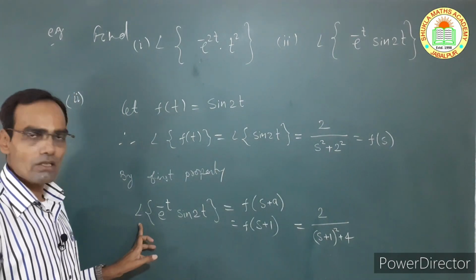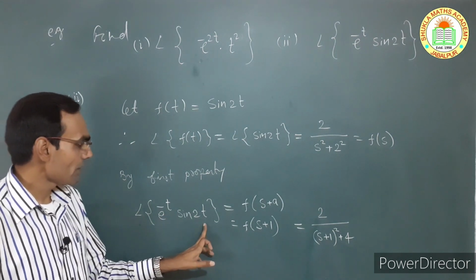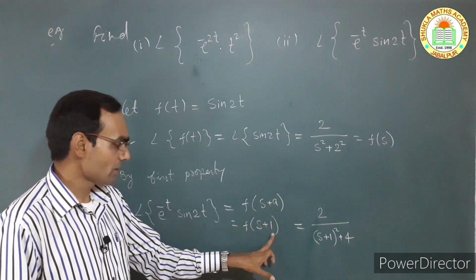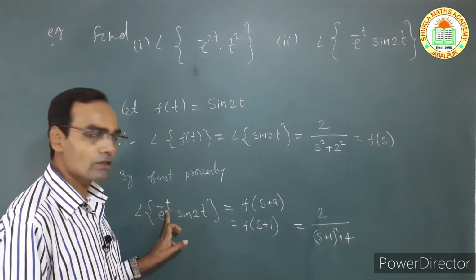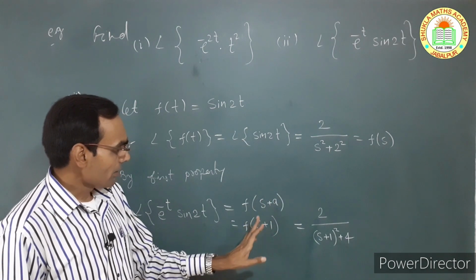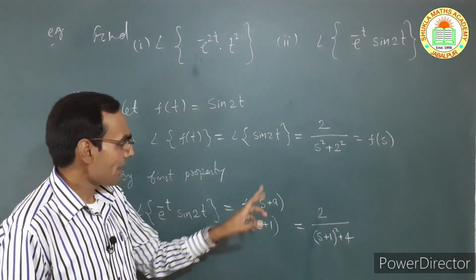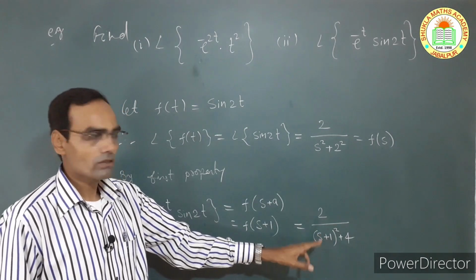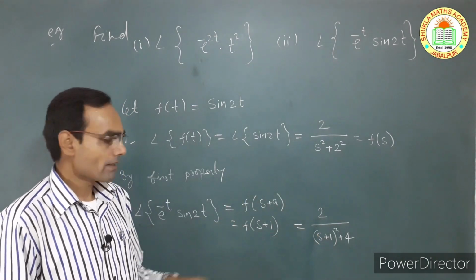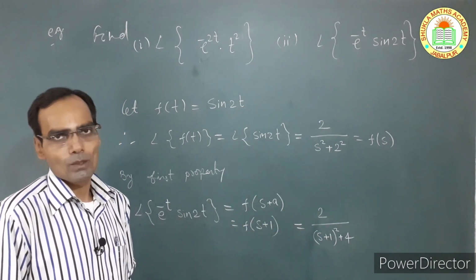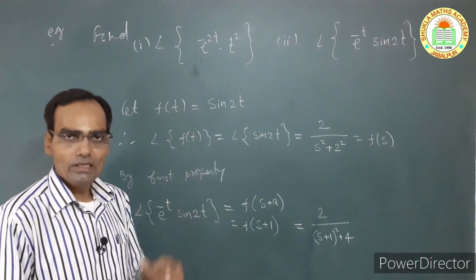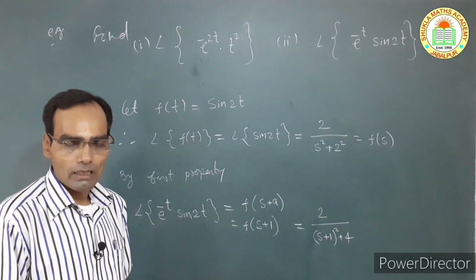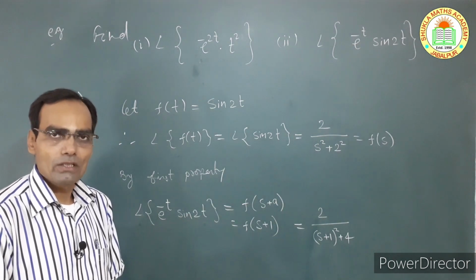Then we get the Laplace transform of e raised to minus t into sin 2t by replacing s by s plus a, meaning s plus 1, because our a is minus 1. So in our F(s), replacing s by s plus 1, we get 2 upon (s plus 1) whole square plus 2 square, meaning 4. That is our required Laplace transform of the function e raised to minus t into sin 2t. Now there are so many more problems based on the first shifting property.